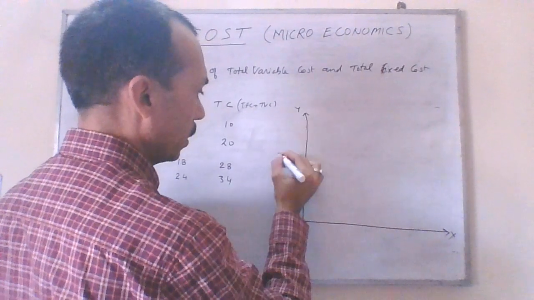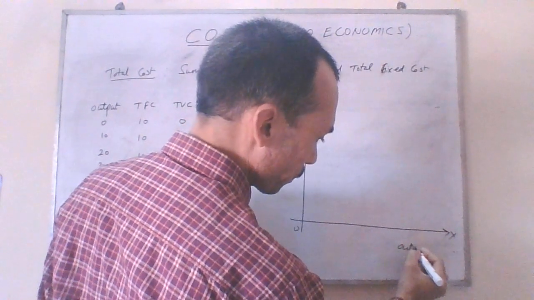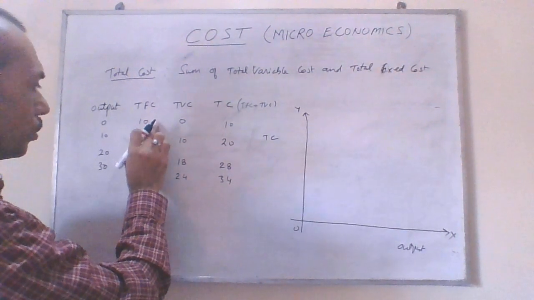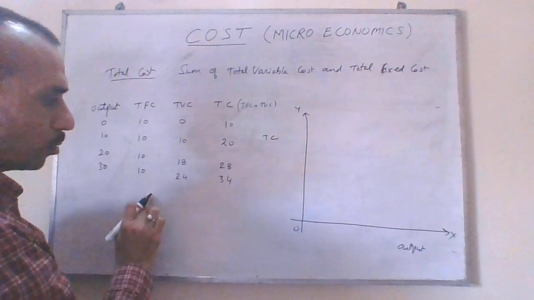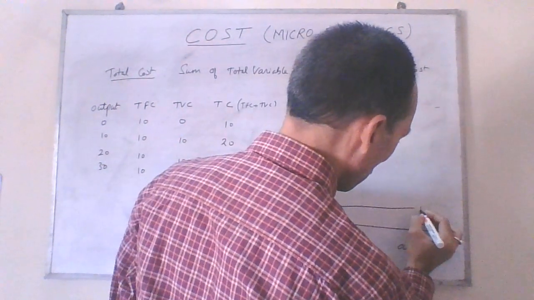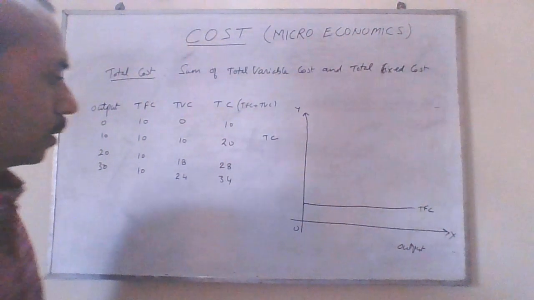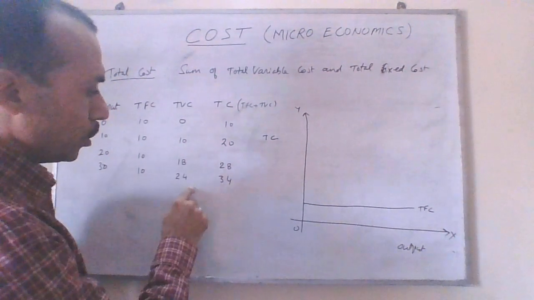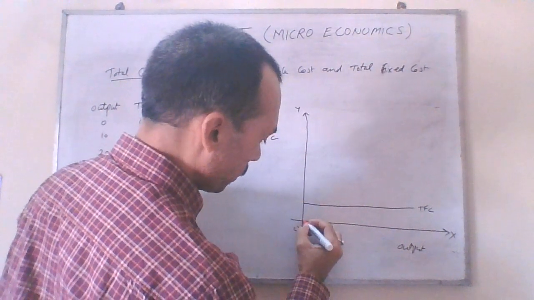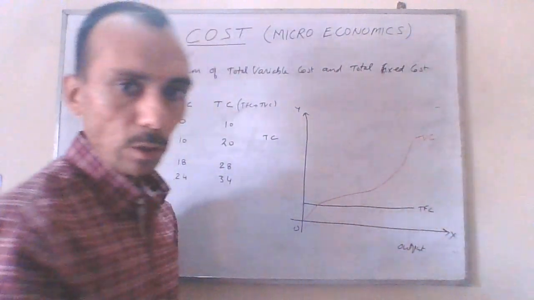on the y-axis, we take the total cost. It is the sum of the TFC and TVC, and this is your output. When the output is 0, total fixed cost is 10, and as we gradually increase the output, total fixed cost remains unchanged. It means this is your TFC. Now, when the output increases, TVC also increases. When the output is 0, TVC is 0. This is the TVC. This is your total variable cost.